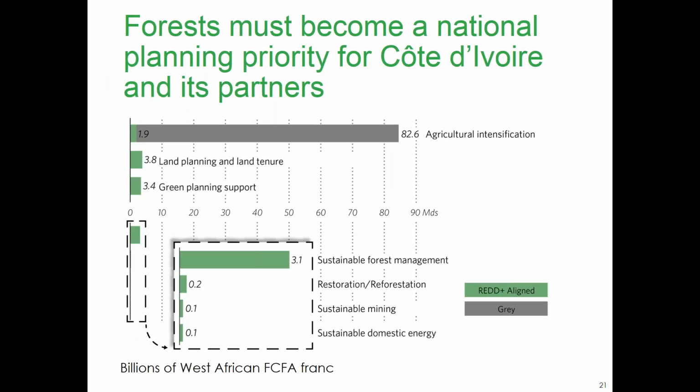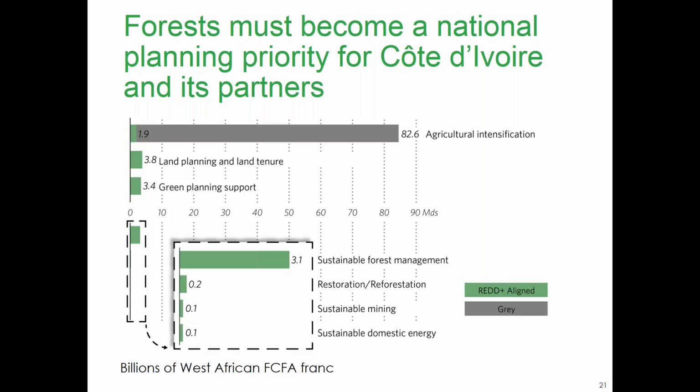So in this diagram, you can see how much was spent by Cote d'Ivoire and its partners in 2015 in billions of West African francs. You can see here listed the priority areas identified in Cote d'Ivoire's national REDD+ strategy. The orders of magnitude vary considerably from, for example, agricultural intensification to how much we were able to identify was being spent on other activities like reforestation and sustainable mining. So this here is a zoom in box in the dotted line, so we can actually see those figures.